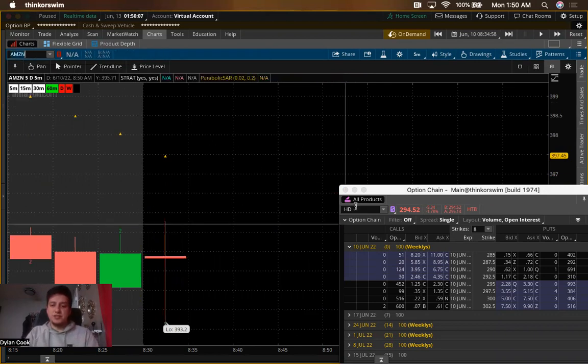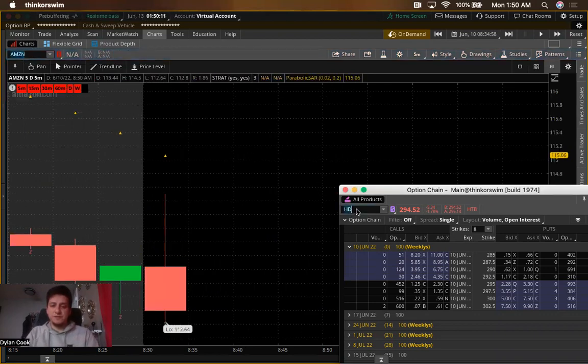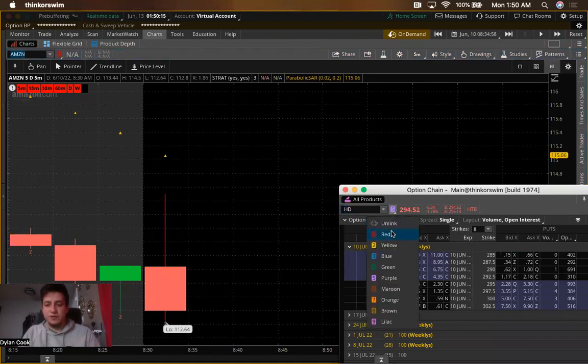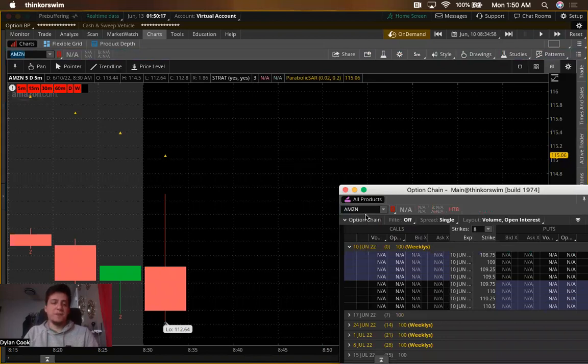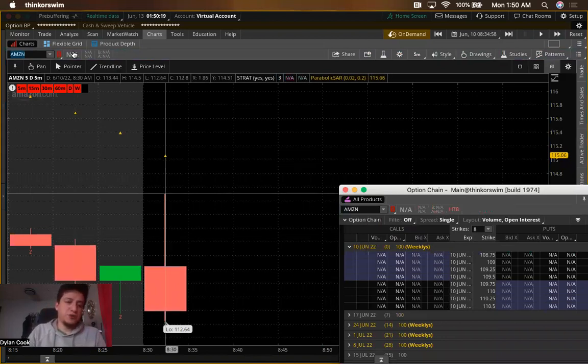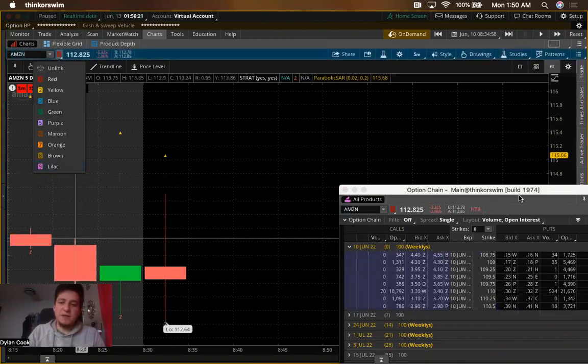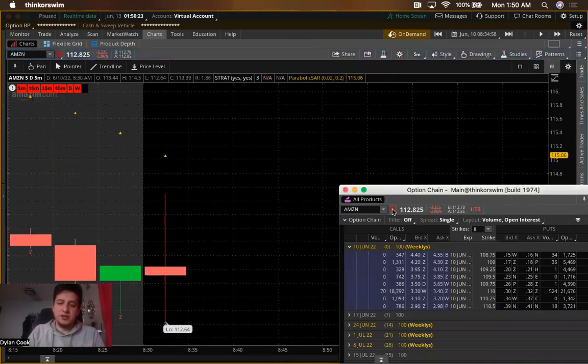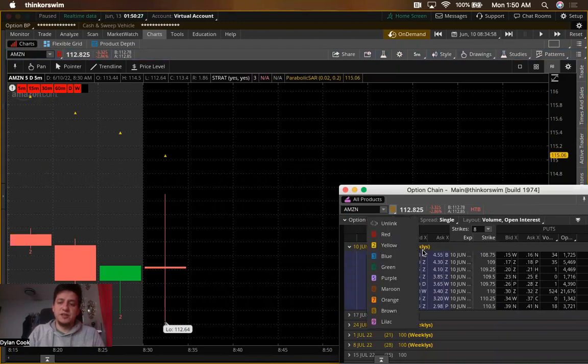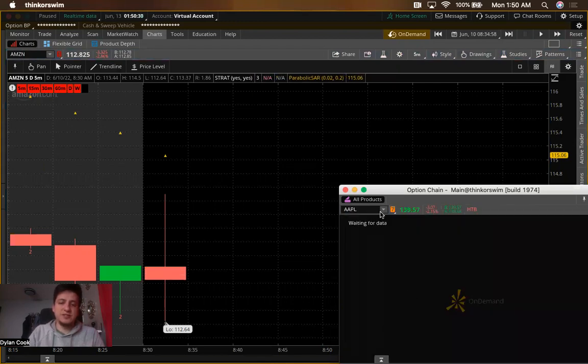So now that I changed it, when I come over here and I just do the quick link for 1, now it's going to show Amazon. So if you do have a few things on your watch list and you have your quick links set up, you can leave your option chain here and still navigate it accordingly just by using these quick links.